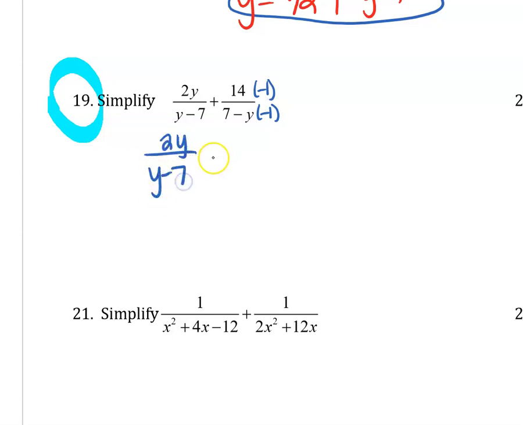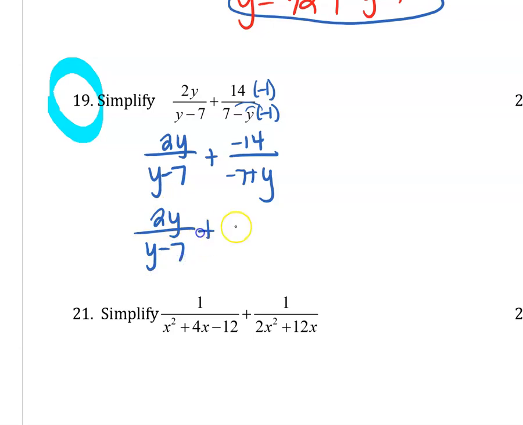So watch what happens here. This would create a negative 14 and then technically a negative 7 plus y by doing my distribution. Now, isn't negative 7 plus y the same thing as y minus 7? Look at that. Now I have the same denominators.